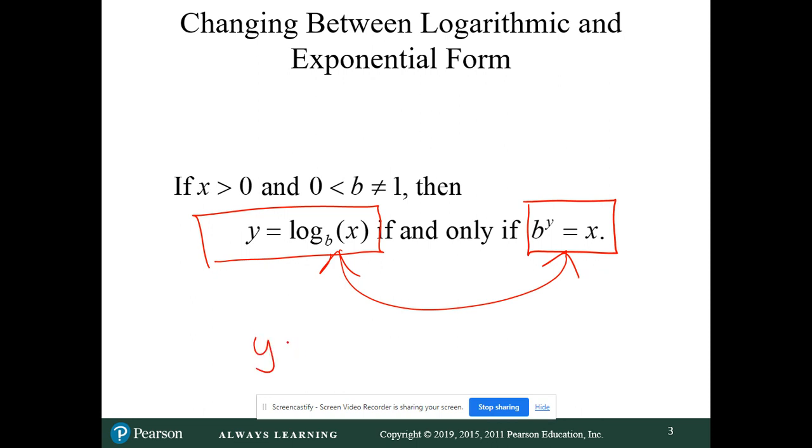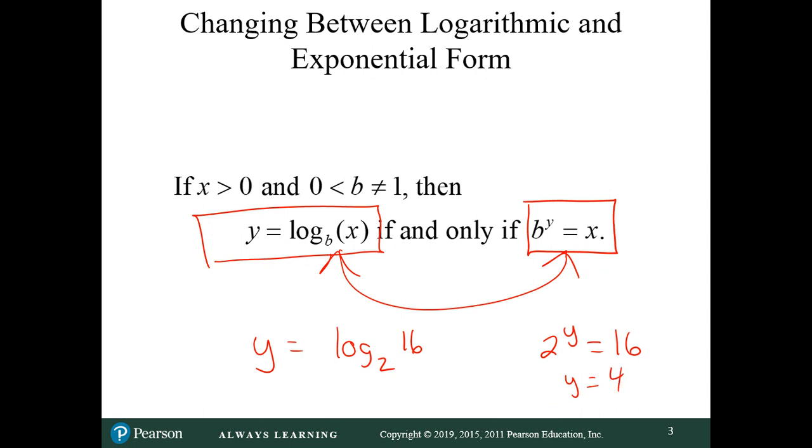Well, if y equals log base 2 of 16, that means 2 to the y power equals 16. So what would y equal in this case? 2 to the what power equals 16? 4. That's logarithms. Easy peasy lemon squeezy. Logarithms aren't that hard as long as you get the connection. Get this connection and it's easy.